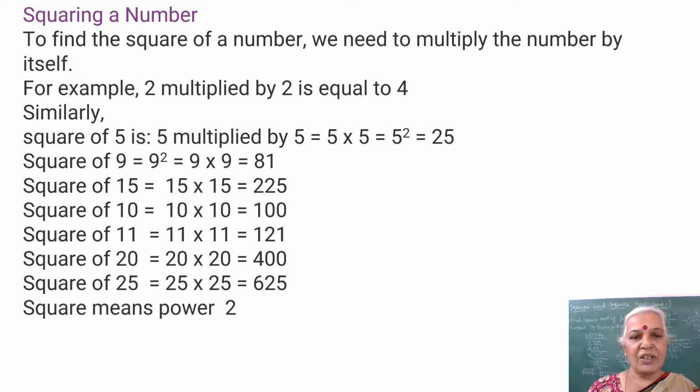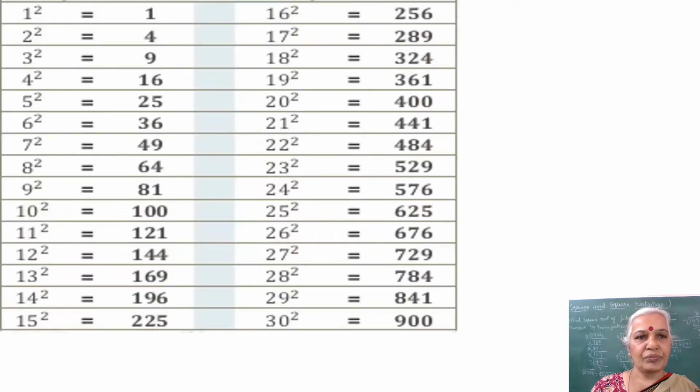Square of 10, 10 into 10 is 100. Square of 11, 11 into 11 is 121. Square of 20 is 20 into 20, 400. Square of 25, that is 25 into 25 is 625. Square means power 2. Now here it's given square of numbers from 1 to 30. That is 29 square is 841 and 30 square is 900.